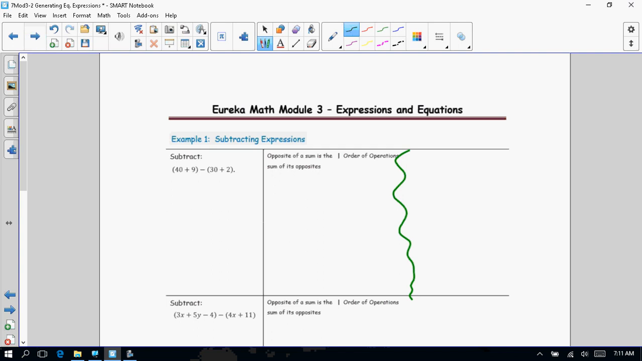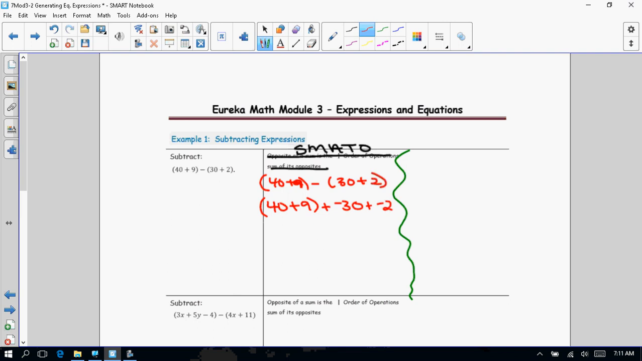So the first one is going to be SMATO. I'm just going to write SMATO across the top here, following that concept. So we have 40 plus 9, minus 30 plus 2. All right, now SMATO says subtraction means add the opposite. So everything in the front stays as is because I'm not doing anything to it, but subtraction means add the opposite. So I'm going to add, and what's the opposite of 30? Negative 30. What's the opposite of 2? Negative 2.